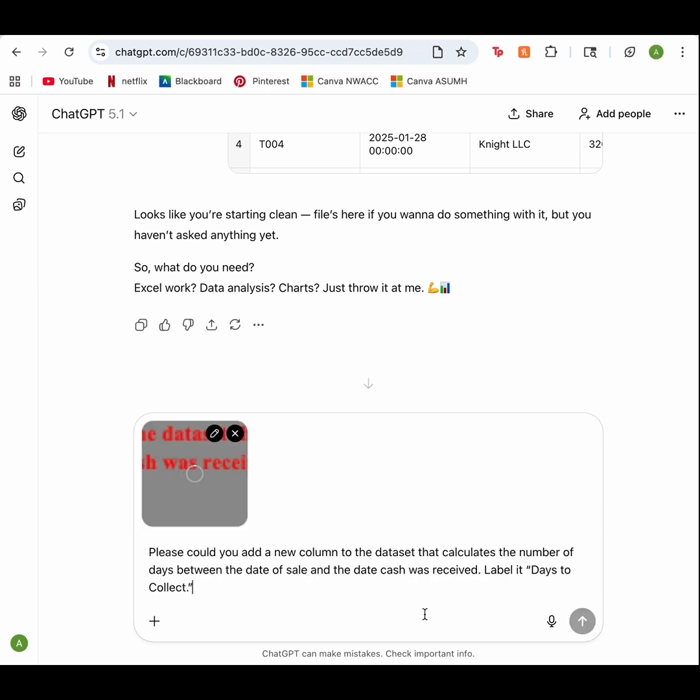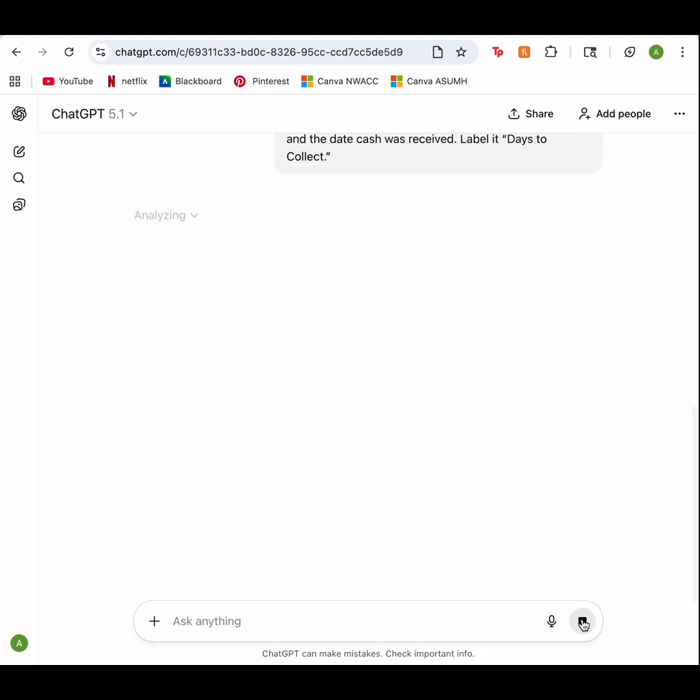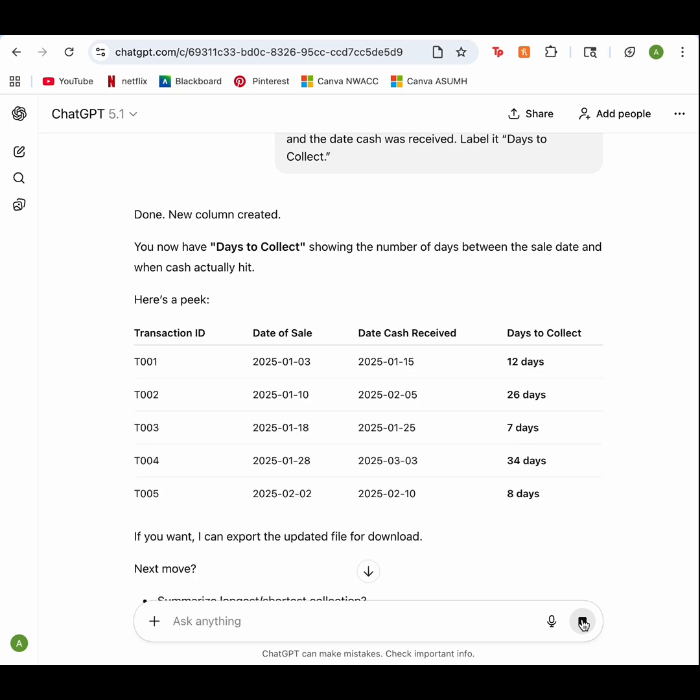The first thing that we will be looking into is adding a new column that shows us how many days it took for each sale to become cash. This is really helpful because it helps measure collection speed, which is the key indicator of payment behavior. So here we can see that for each transaction, we will see how many days it took to collect. For the first one, date of sale is January 3rd, but we didn't receive cash until January 15th. It is really important because short days to collect means customers pay quickly, while larger values indicate slower payments.